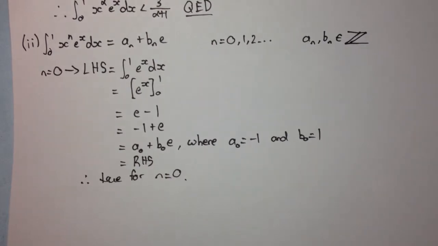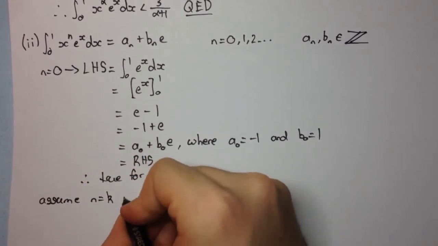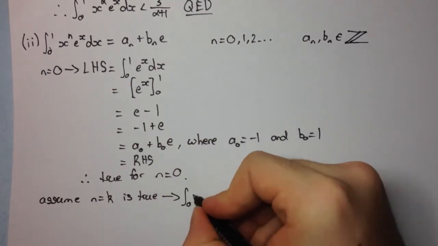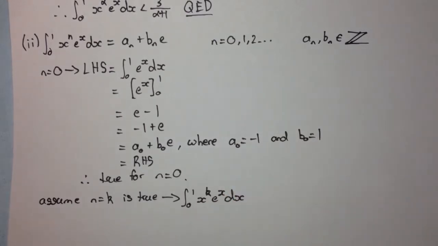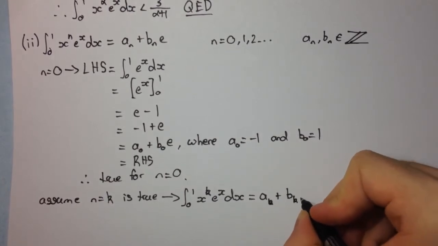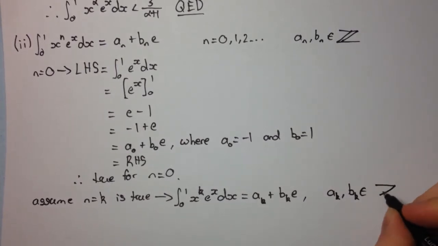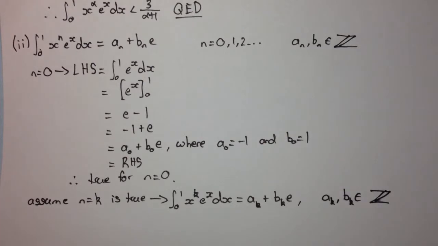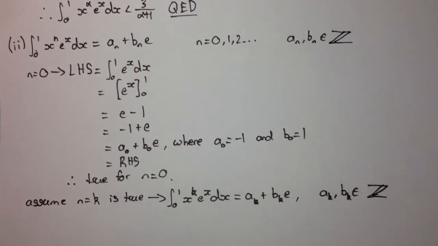Now we need to make our assumption. So assume n equals k is true. If we're assuming n equals k is true, that means we're assuming this statement: the integral of x to the k, e to the x dx is equal to a sub k plus b sub k times e, where a sub k and b sub k are integers. This is very important that they're integers. This is pretty much what makes this assumption what we want. We need to show that there exist integers, so our assumption is that these integers do exist.